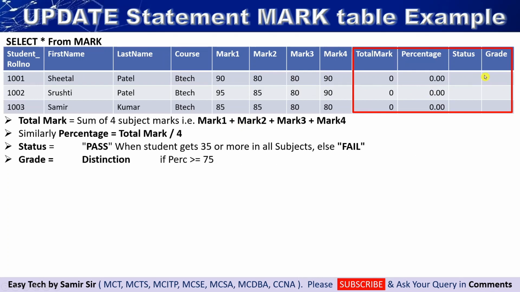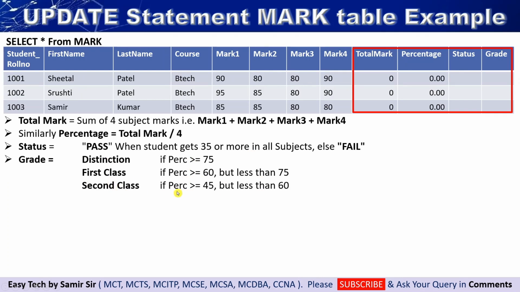And finally, the logic for grade will be: a person gets distinction when the percentage is greater than or equal to 75. If students get percentage between 60 and 75, it can be called first class. For second class, the percentage should be between 45 and 60. And finally, if the students get greater than or equal to 35%, but less than 45, this will be the 4 logical conditions for the grade.